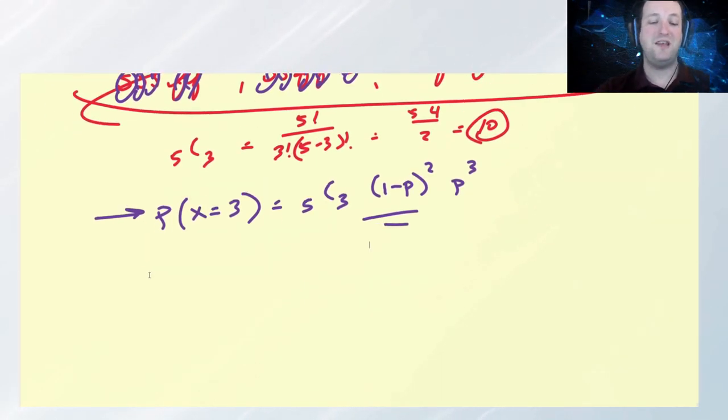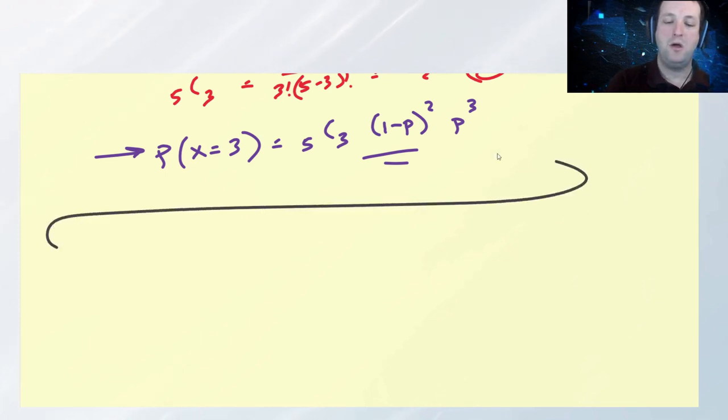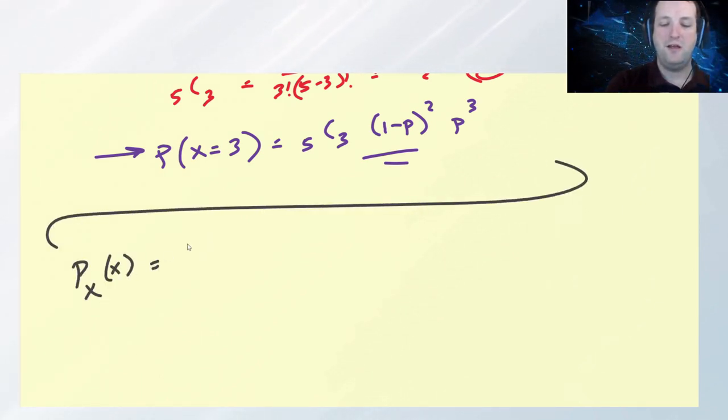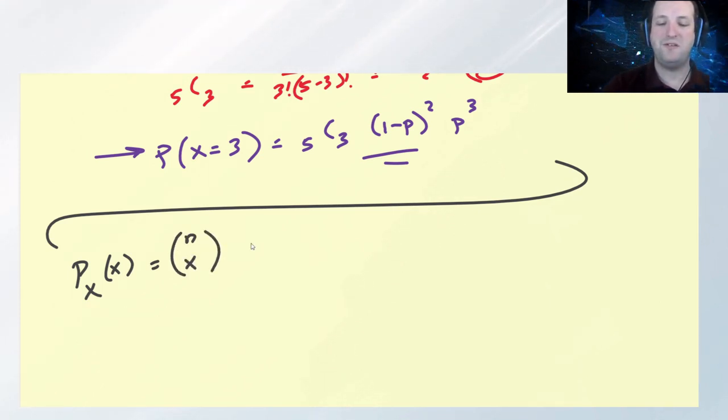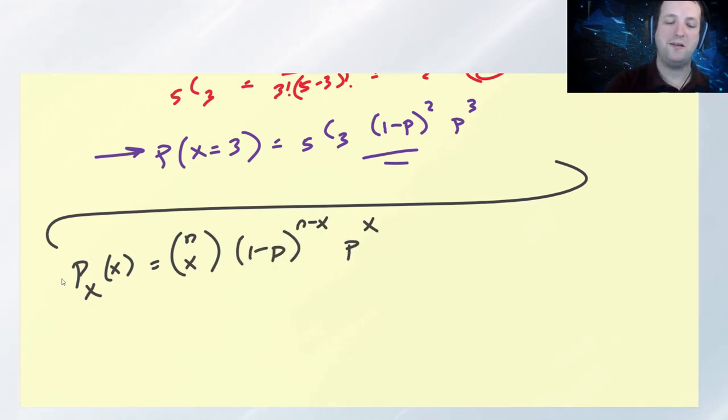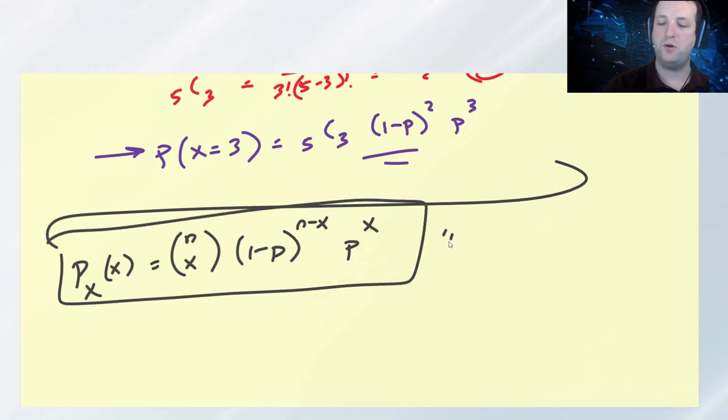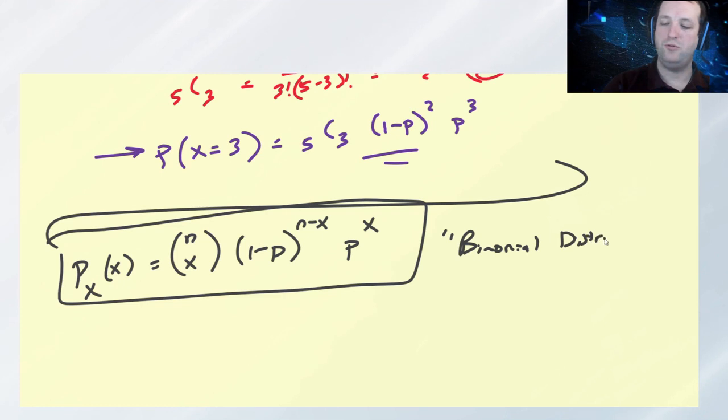So let's just state the general formula for that. So the probability that capital X is equal to little x is going to be equal to n choose x, so that's the binomial coefficient representation of the same thing, 5c3, so ncx, times (1 minus p) to the n minus x times p to the power of x. So this is what we call the binomial distribution.